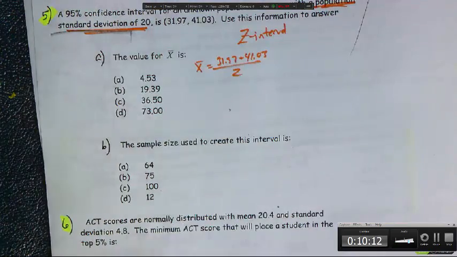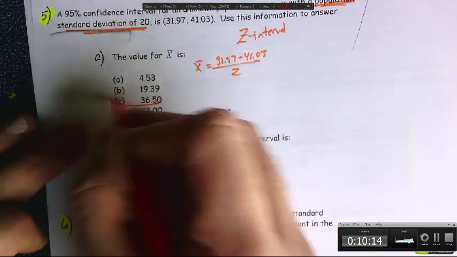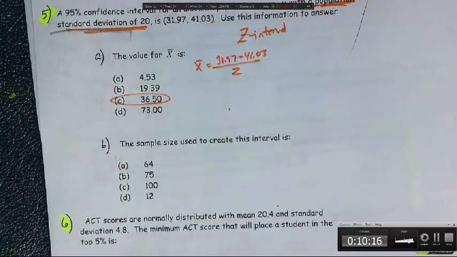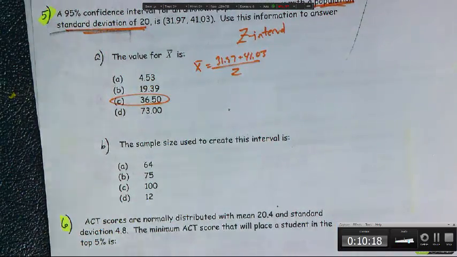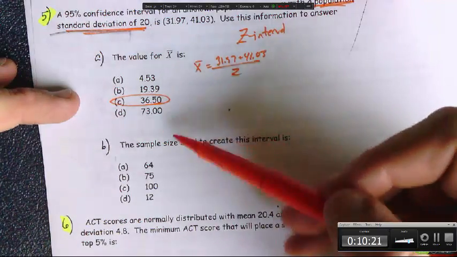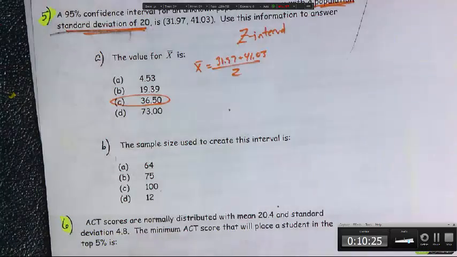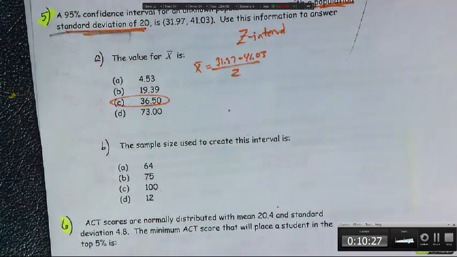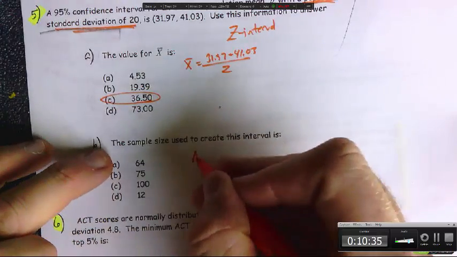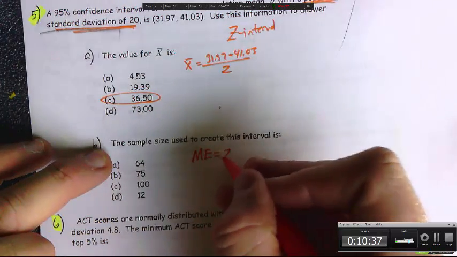So to find x bar, you take the extremes, add them up, and divide by 2. So 73. Also, use test taking strategies: the sample mean has to be somewhere in here, and the only option that is in there is C. That's an ACT thing. Don't try to overthink it. And then the sample size takes advantage of the margin of error formula.